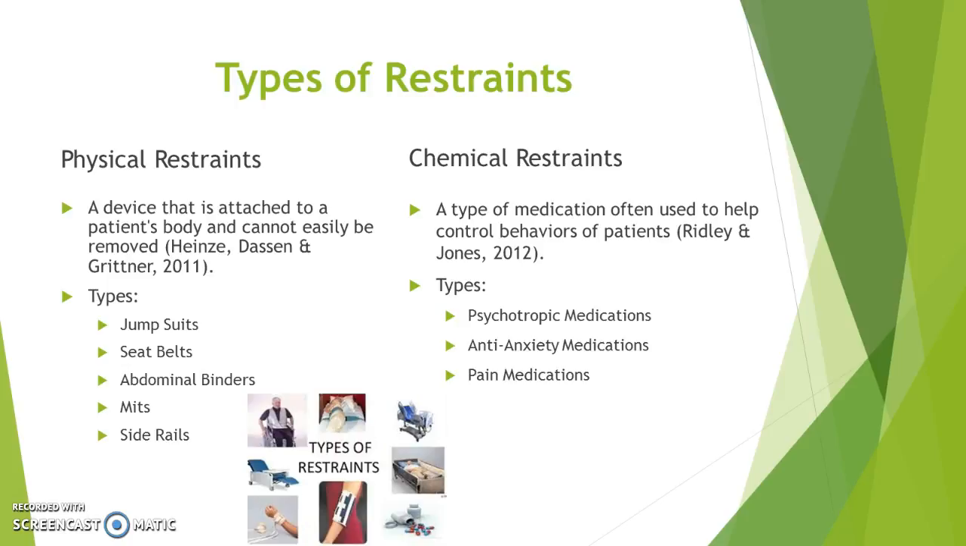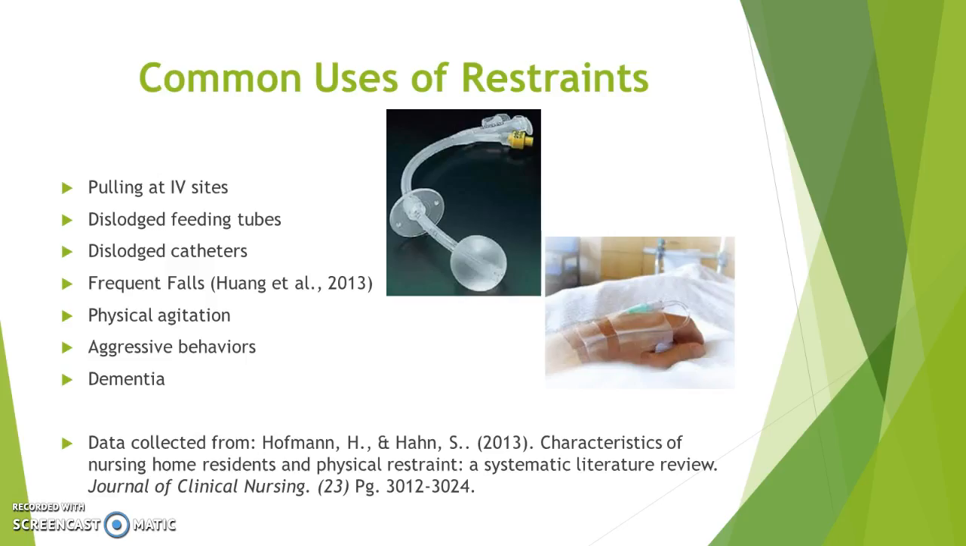Chemical restraints is a type of medication often used to help control behaviors of patients. Types of chemical restraints are psychotropic medications such as Haldol, risperidone, anti-anxiety medications such as Ativan, and even pain medications such as morphine or oxycodone. Maybe these patients are having a lot of pain and that's why they're having these aggressive behaviors.